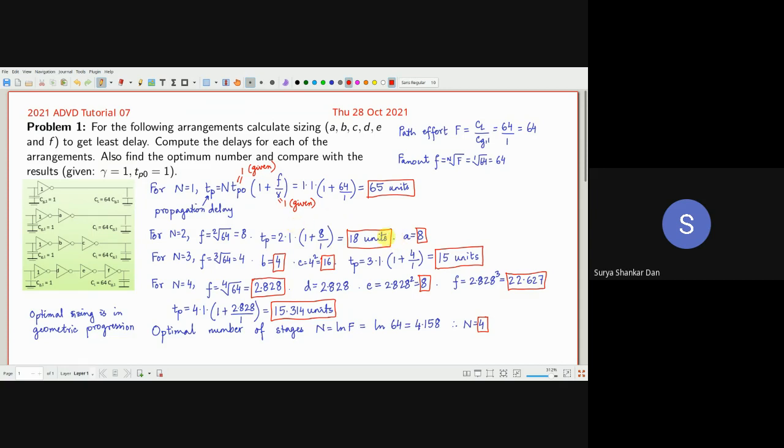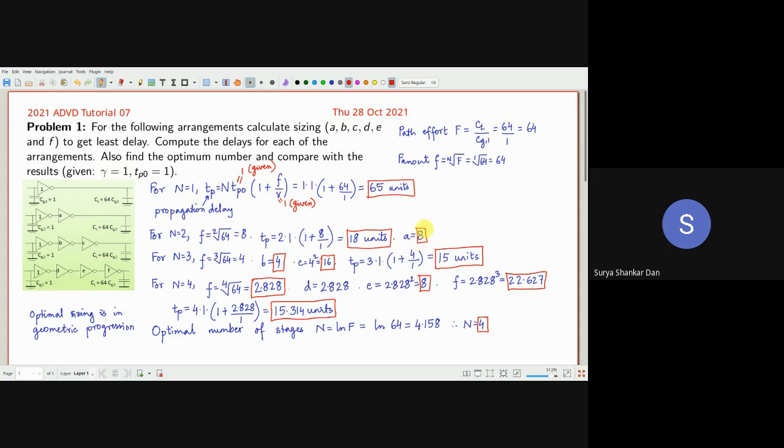So what is the sizing? Clearly, sizing will be small f times the size of the first inverter. Our first inverter is 1 anyway, so that is equal to 8. So that's also part of the answer.